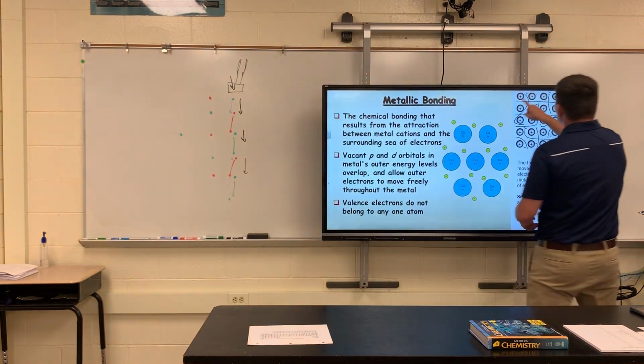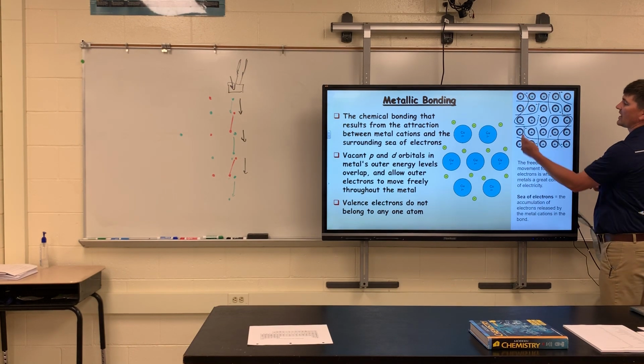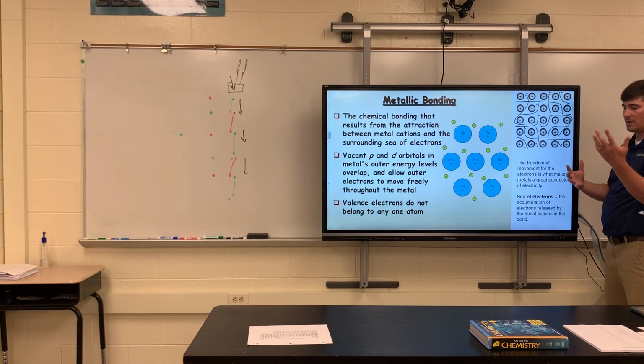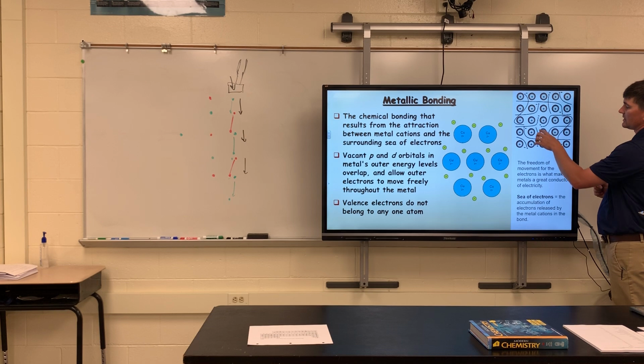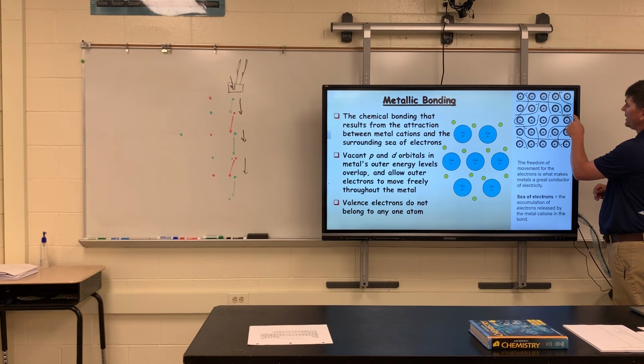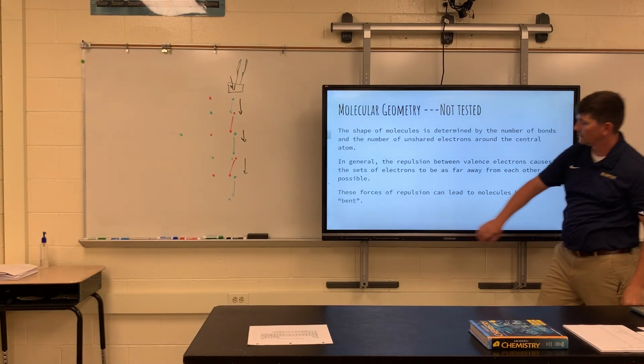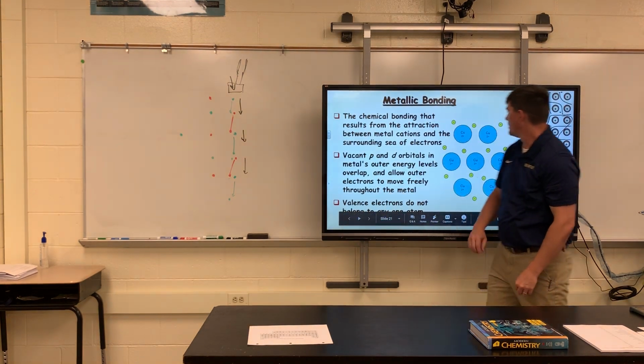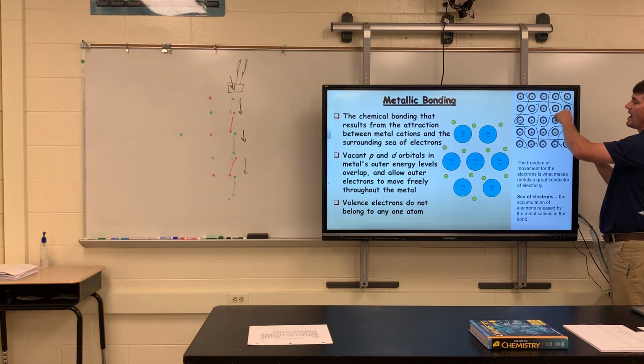If you look at this picture over here, you have all these cations. Metals are going to be cations, and then you have all these negatively charged electrons, and you can see they're just freely going wherever. They're free to go from this guy to this guy, from one to the next.